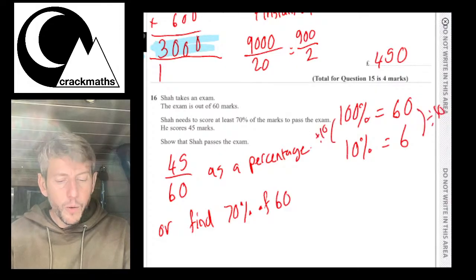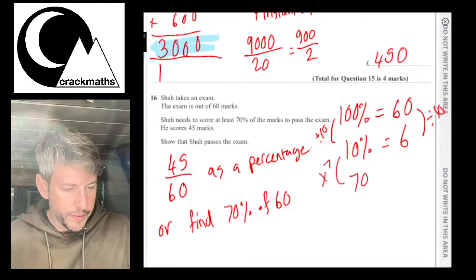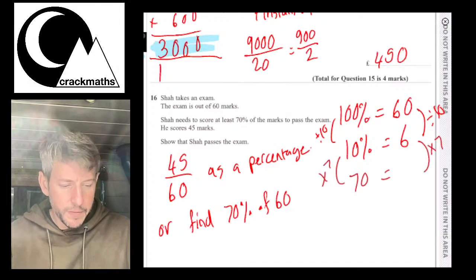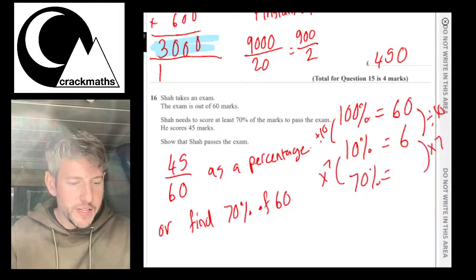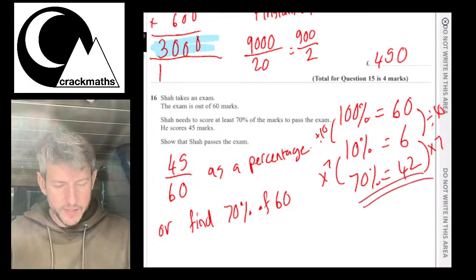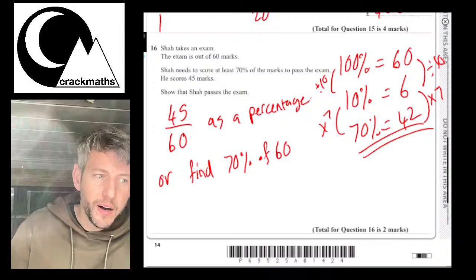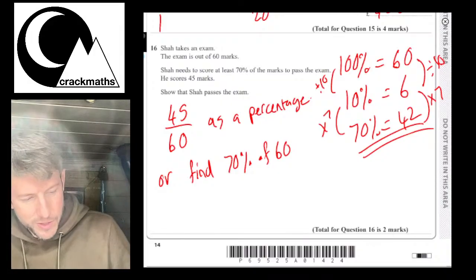Okay, now 70% of 60 will be 7 lots of this. Here we go. So if I times that by 7, 6 times 7 is 42. So 70% equals 42 marks. As 45 marks is more than 42 marks, Shah has passed.